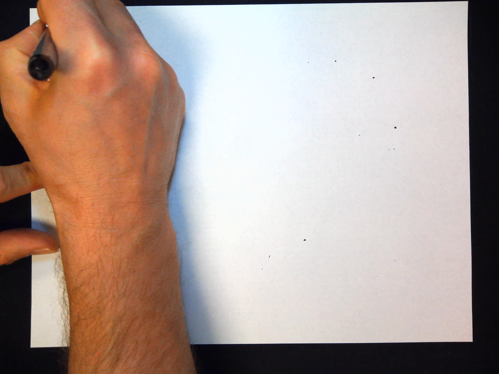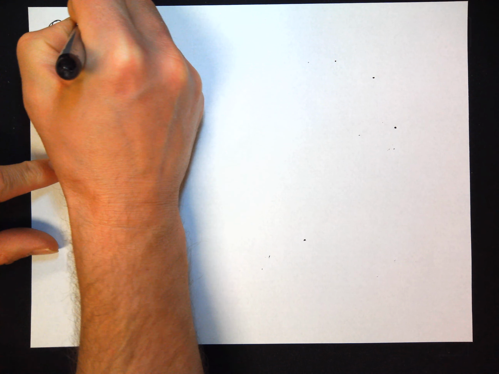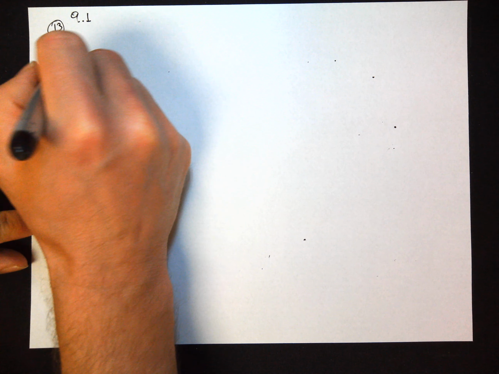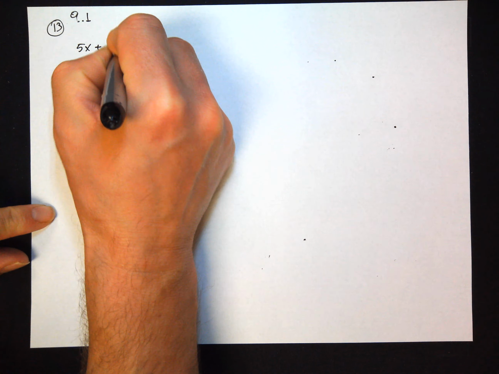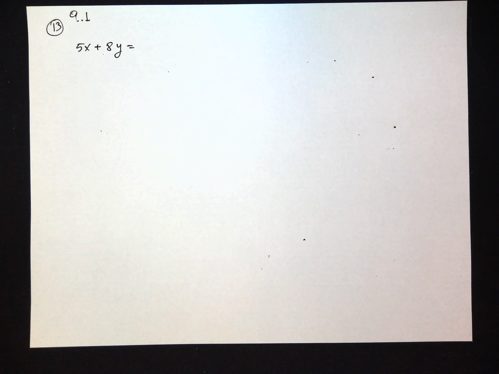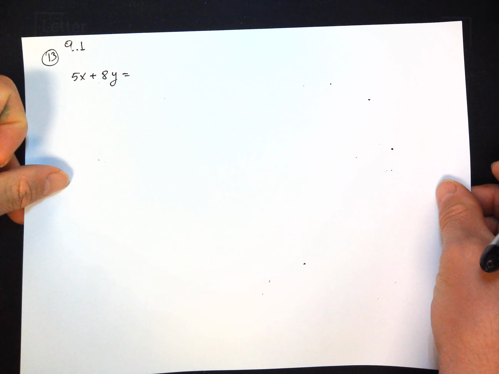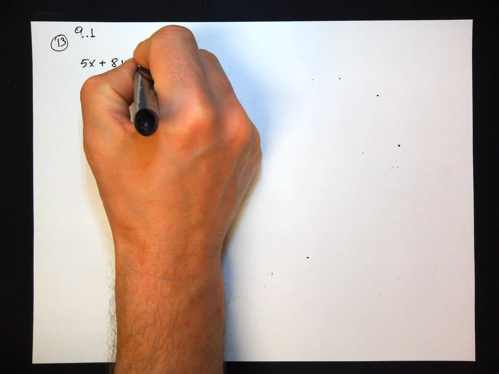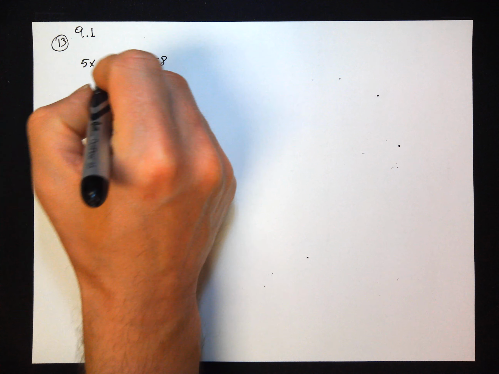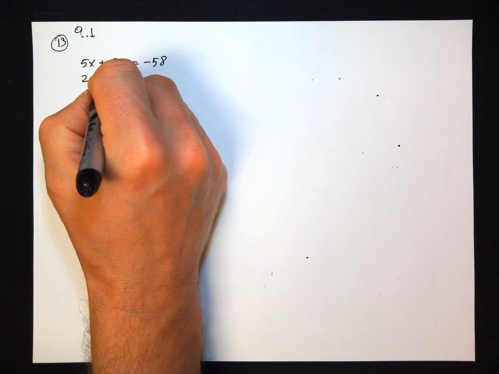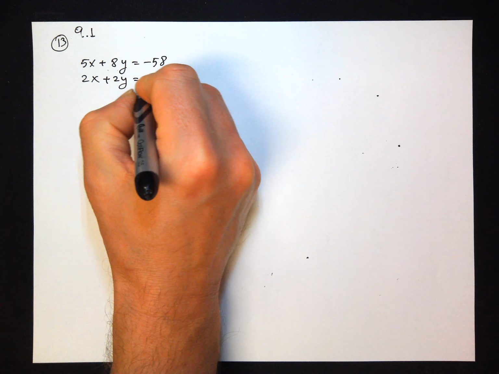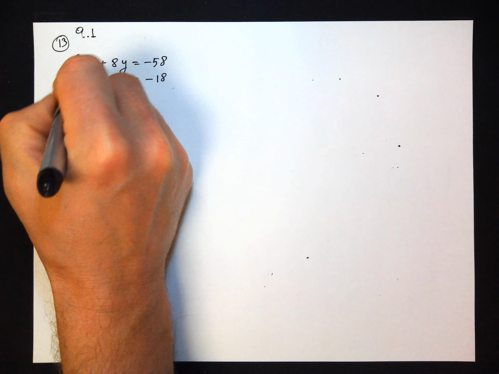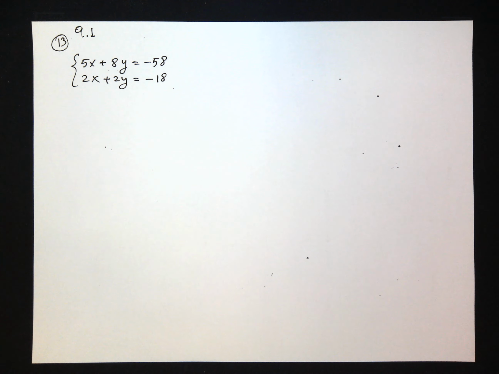Let me write it down. So 13 or 9, 1. Okay, so 5x plus 8y equals negative 58, and then 2x plus 2y equals negative 18. Now, we're doing this, but I'll let you know what the obstacles are for this type of work.